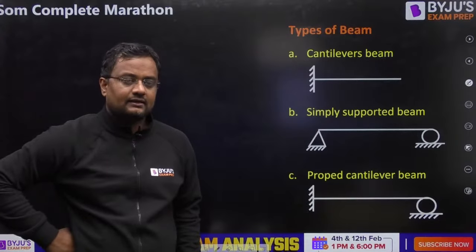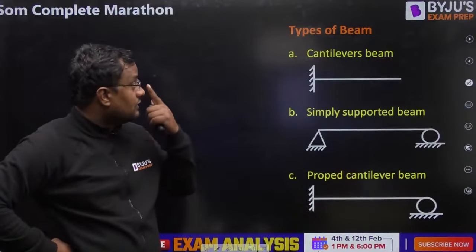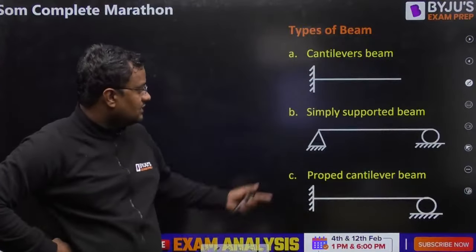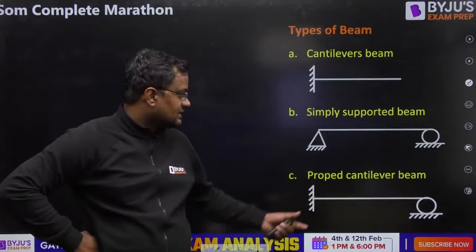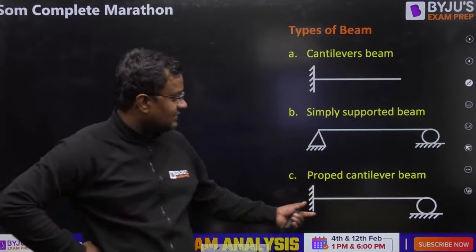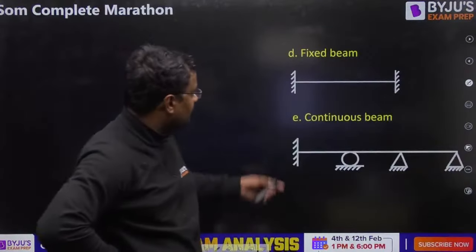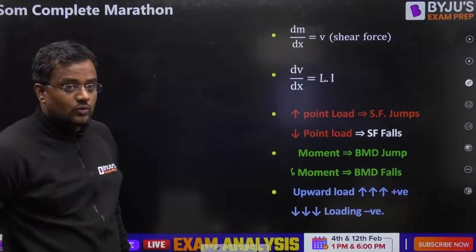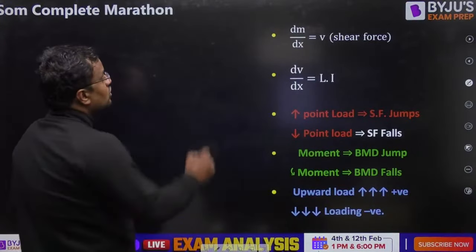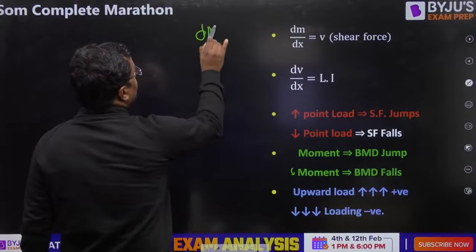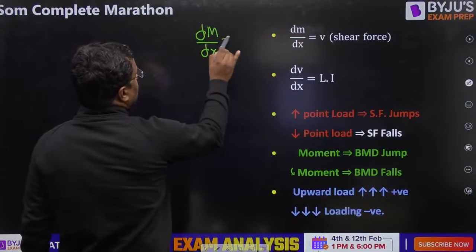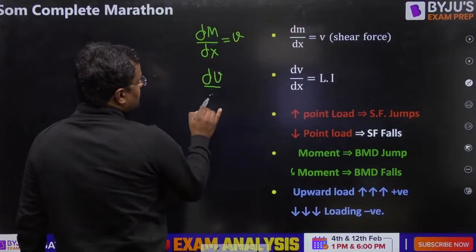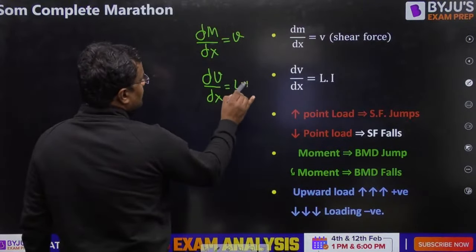Now, types of beams. One side fixed and the other free is a cantilever. Here it is pin and here it is roller: simply supported. If a cantilever has an additional support, it is a propped cantilever. Then there is the fixed beam, and with more than two supports, a continuous beam. Bending moment and slope, chapter number 2. The slope of the bending moment is shear force, and the slope of shear force is load intensity.